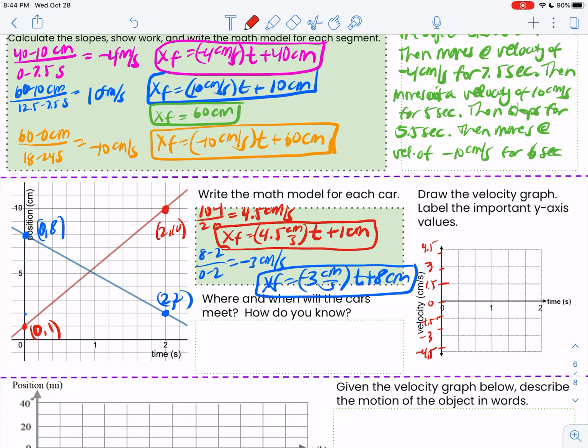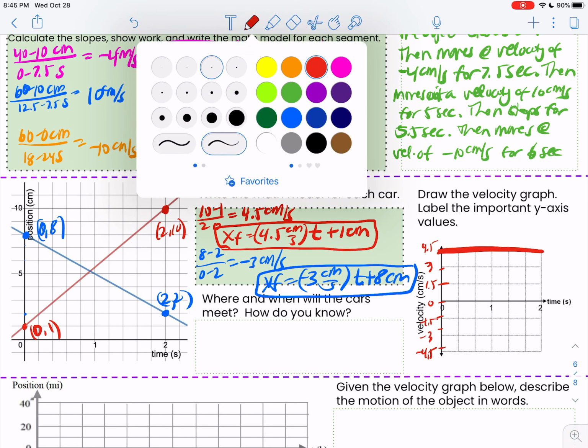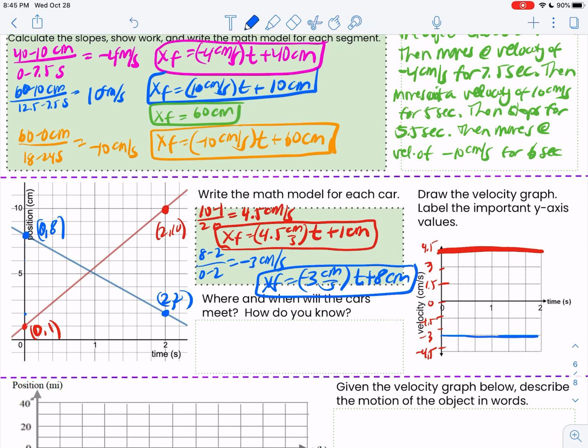The red one is going positive 4.5 for the whole time. And the blue one is going at negative 3. Okay, and I can see that the blue one is slower than the red one, right, because it's closer right here. Okay, where and when will the cars meet?